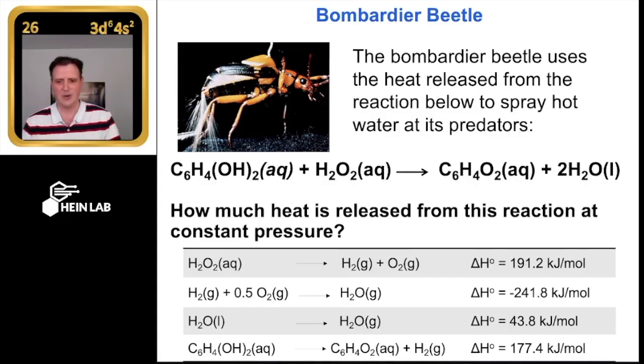Yeah, the bombardier beetle is a crazy little insect. What it actually does is it produces the 2 starting materials you see: hydrogen peroxide, H2O2, and that quinone species, the C6H4(OH)2. It's a quinone type compound. When it mixes those 2 things together, it does a reaction.